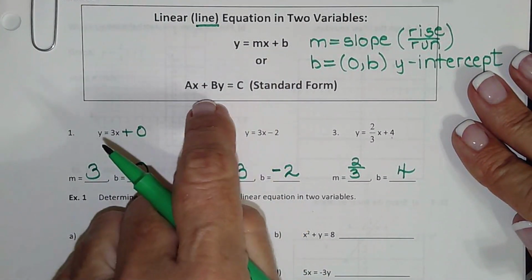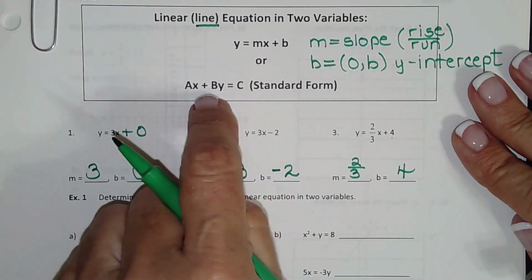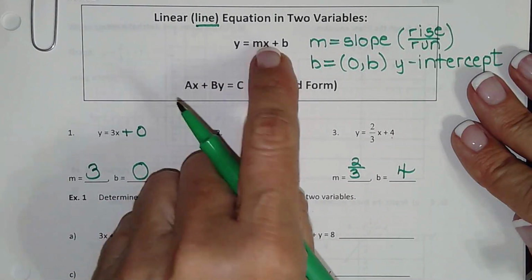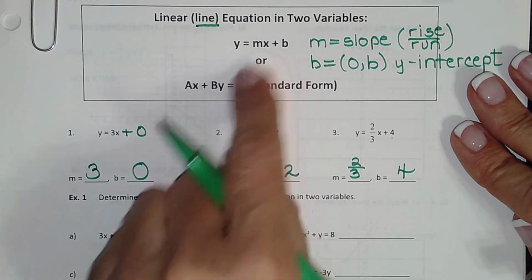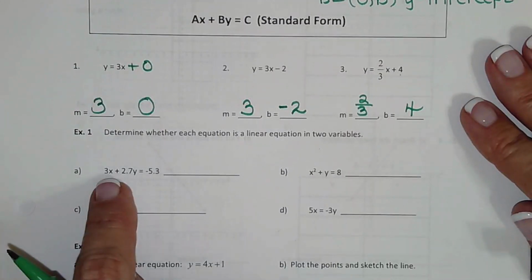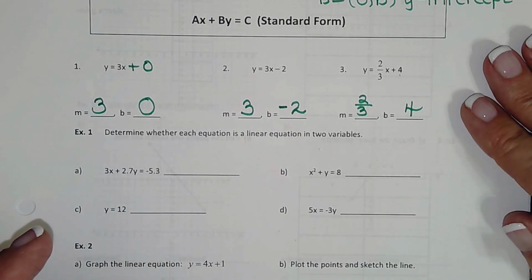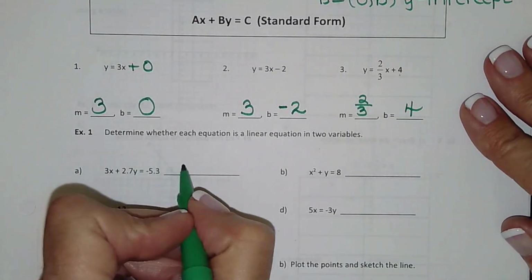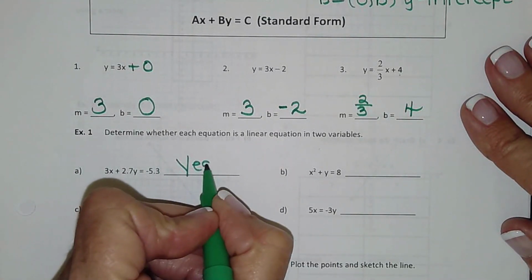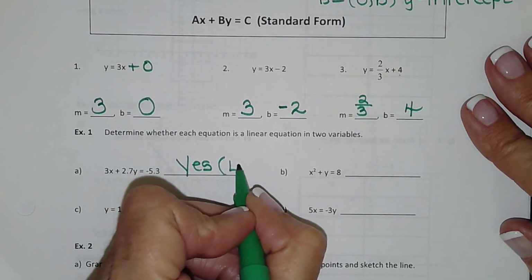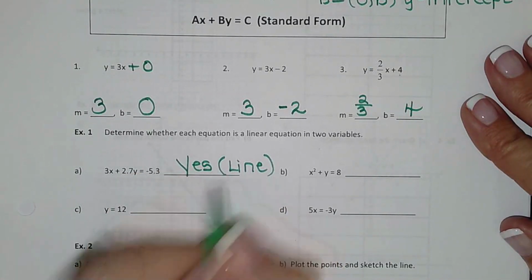So if it's either of these forms, x plus y equals number, or y equals mx plus b, they graph as lines. And this is x plus y equals a number. So yes, that is a linear equation. So that would be yes, it's a line. It will graph as a line.